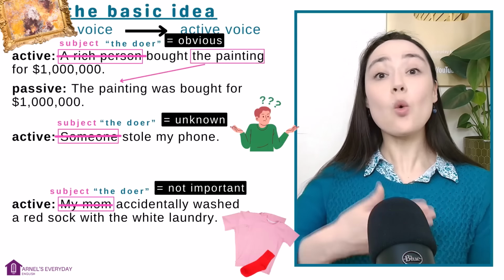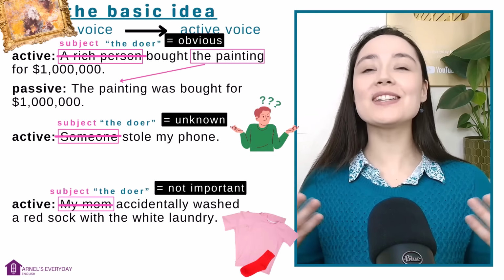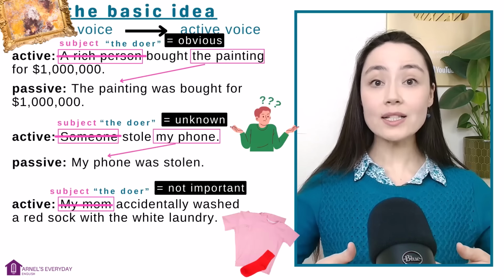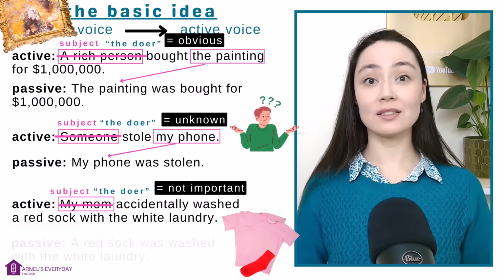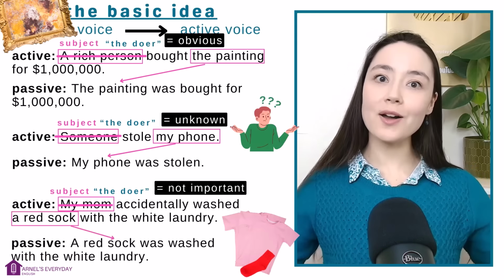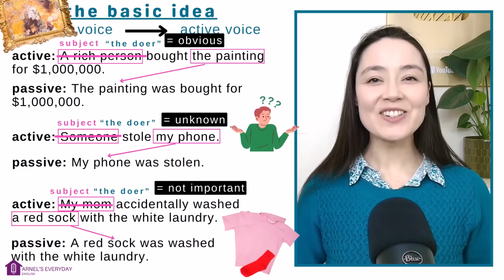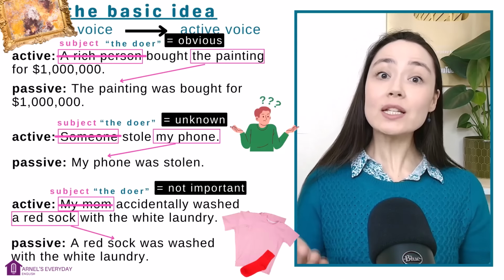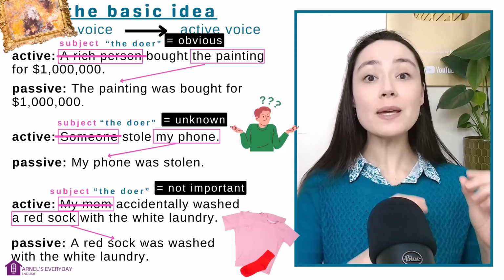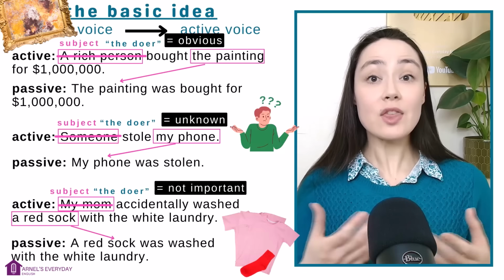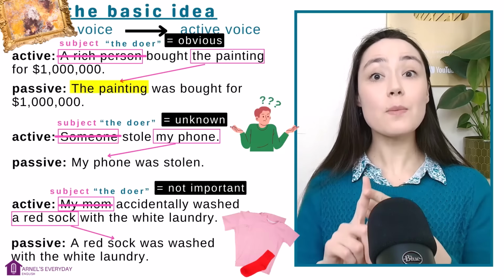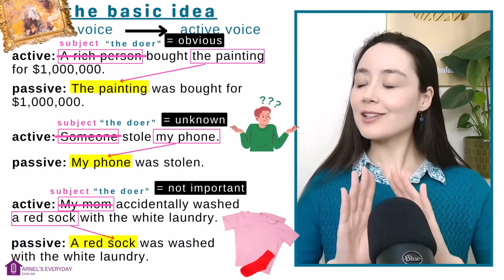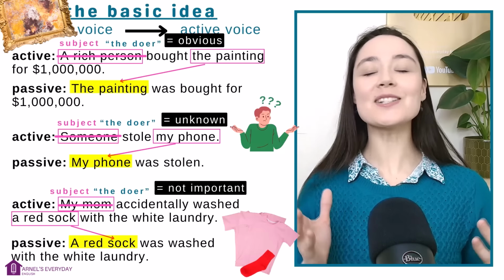The painting was bought for $1 million. My phone was stolen. A red sock was washed with the white laundry. This is the basic idea of the passive voice. You can see that the objects have now become the subjects. They are now the main focus. The painting, my phone, a red sock. Don't worry, I'm going to give you lots of examples.